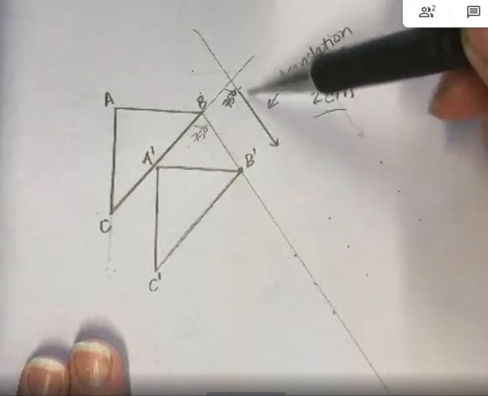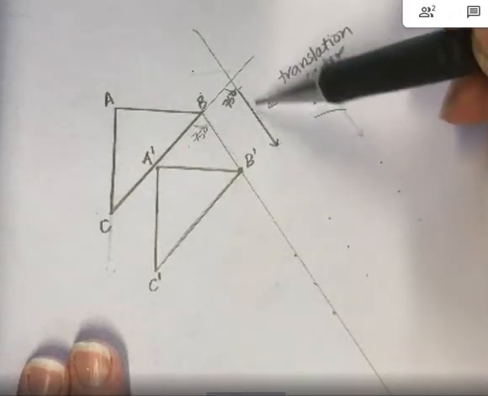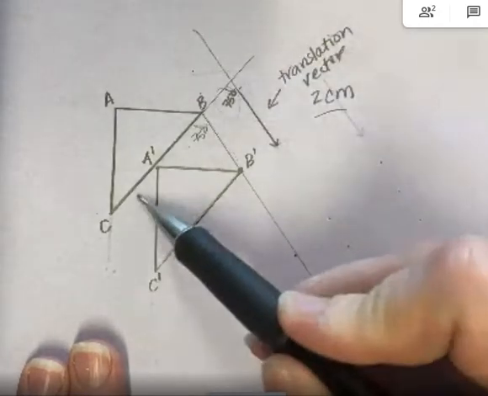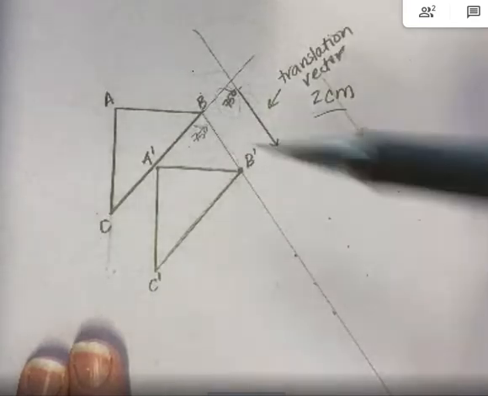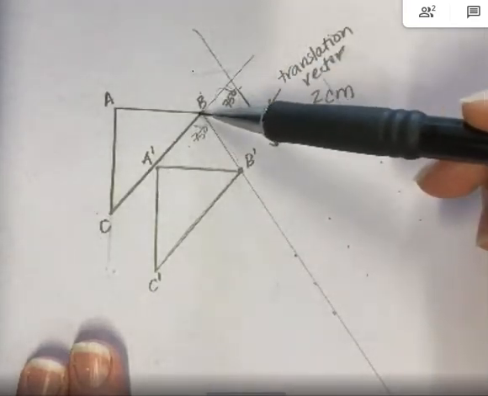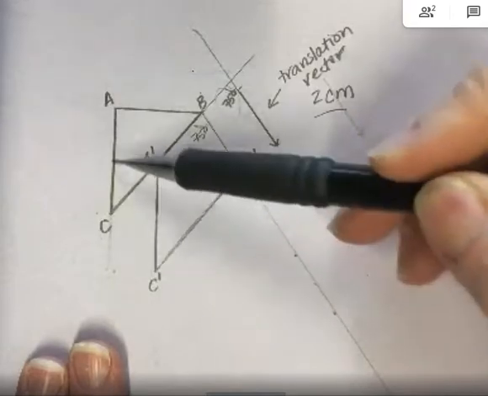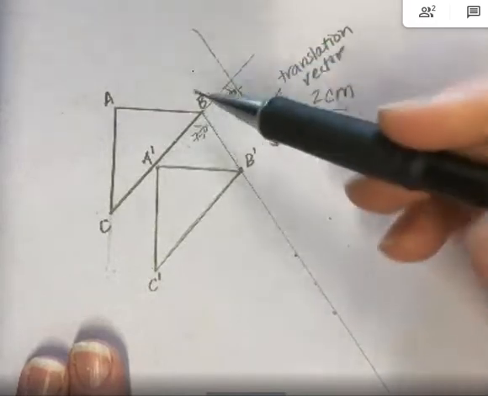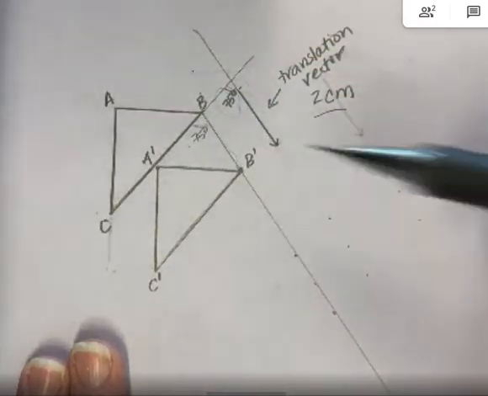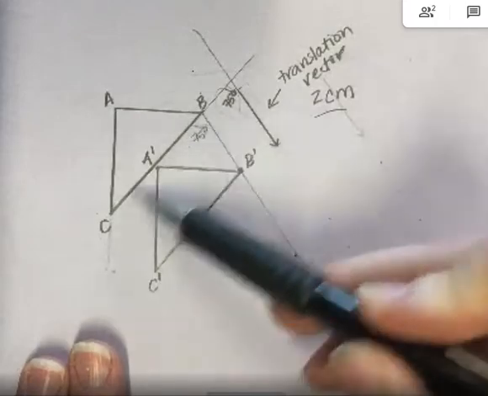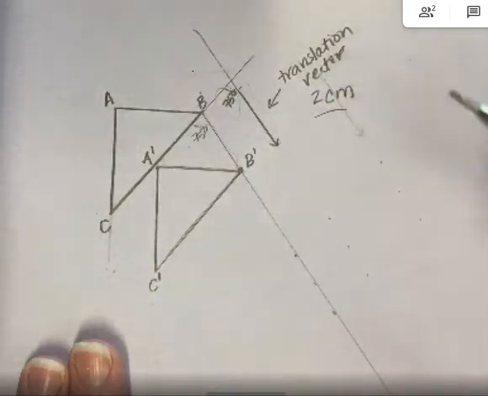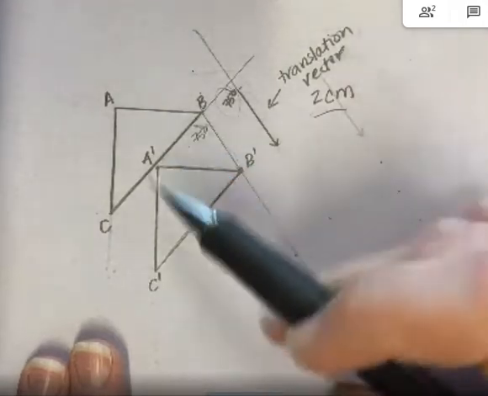So here was my translation vector in this case. It was 2 centimeters down, and it met this line BC at a 75-degree angle. So every single one of these points, from B to B prime, A to A prime, C to C prime, and every other point on this triangle, all moved down 2 centimeters and at a 75-degree angle to this line BC. Every single one of those points moved the same degree and same distance as every other point on the original shape.